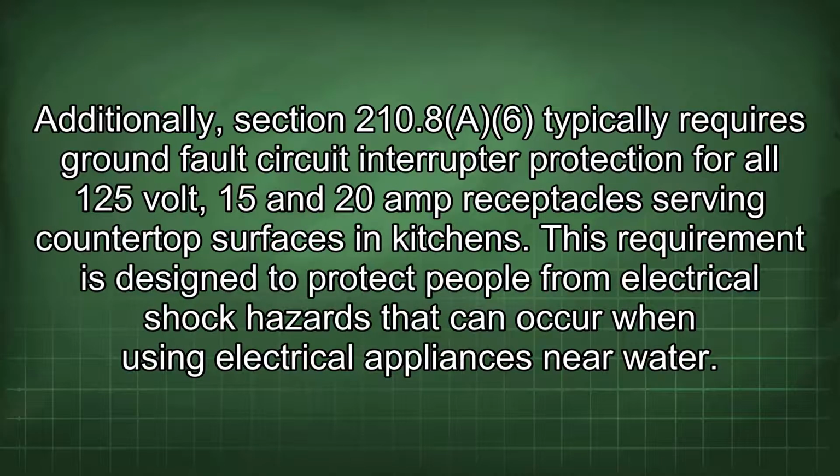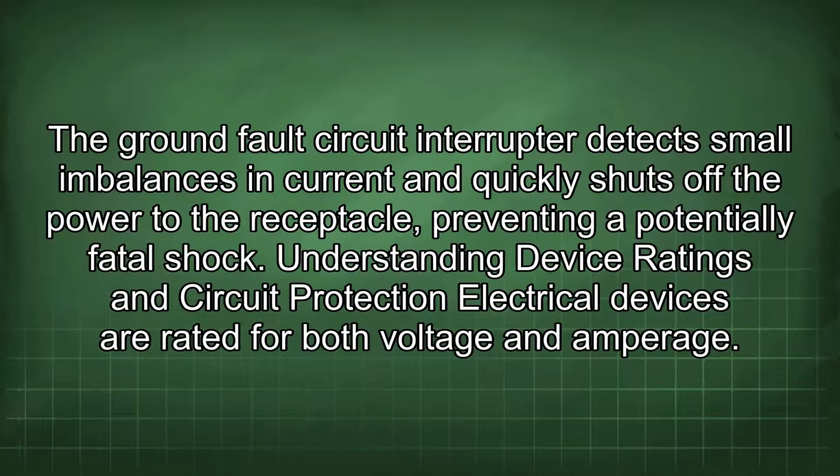Additionally, Section 210.8 typically requires ground fault circuit interrupter protection for all 125 volt, 15 and 20 amp receptacles serving countertop surfaces in kitchens. This requirement is designed to protect people from electrical shock hazards that can occur when using electrical appliances near water. The ground fault circuit interrupter detects small imbalances in current and quickly shuts off the power to the receptacle, preventing a potentially fatal shock.